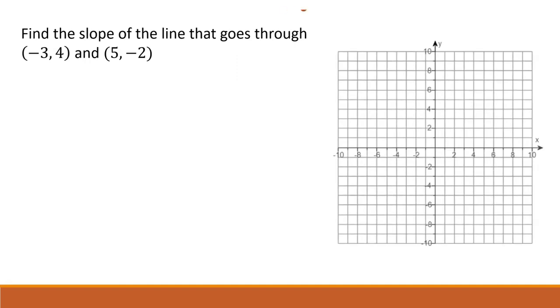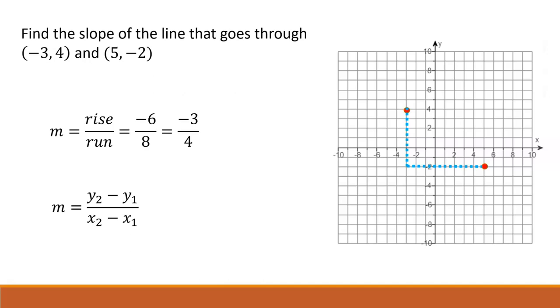One way to do this would be to graph the 2 points and then look at the horizontal and vertical difference between the 2 points. Looking for the rise, that's the vertical difference, and the run, that's the horizontal difference. We could literally count those on the graph and notice that we go down 6 and to the right 8 to get from the left point to the right point, which gives us a slope of -3/4.